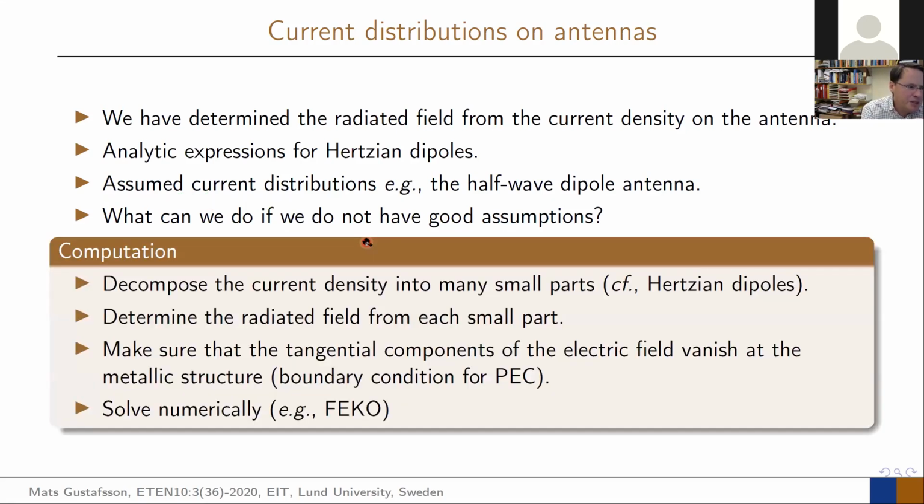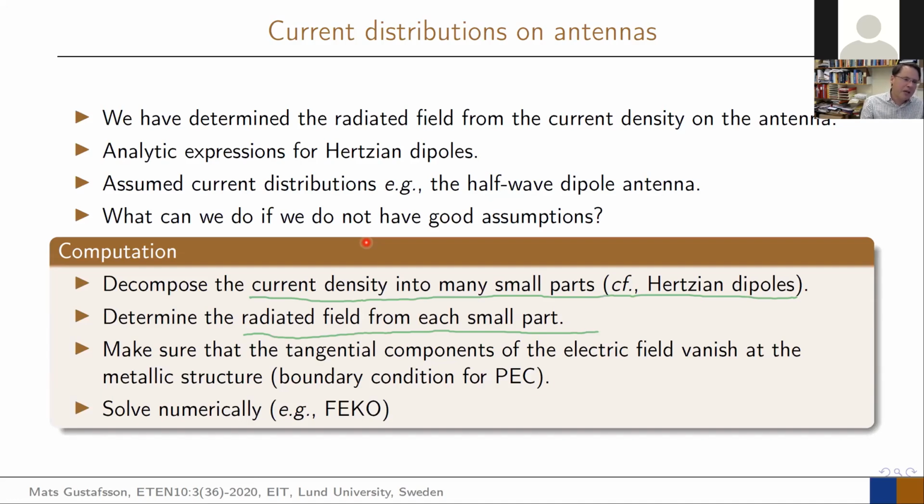So what we do in the simplest view of it, and that's actually what you will use in the simulations when you simulate in FEKO, is that you divide the current density into very small elements. So very, very tiny pieces. And every little tiny piece you can think of as a Hertzian dipole. That's approximately what's happening. And then you can determine the radiated field from all of those small elements. We know what it is, that we can easily compute. We have actually done it in these cases.